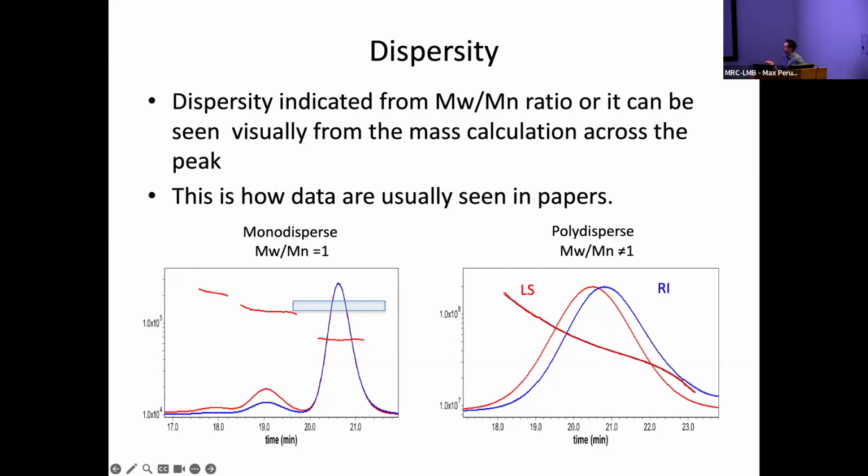This means either it's falling apart. So if it's a complex, it could be breaking apart as it goes through the column. Its light scattering is offset because the larger molecules are scattering more light, so it looks like that. When it's monodispersed, they're perfectly overlaid.